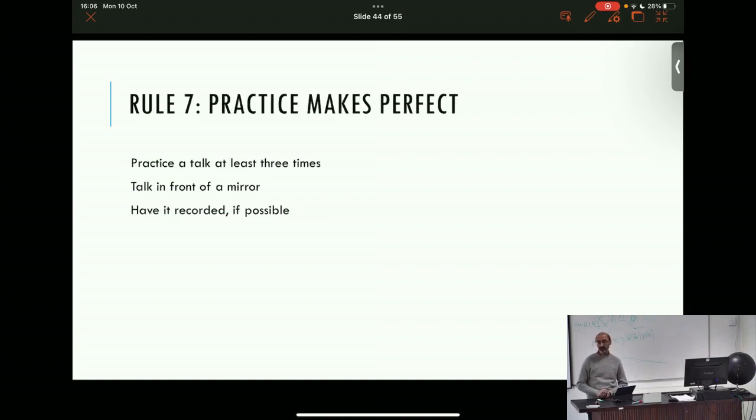Practice makes perfect. If you haven't given a talk before, practice it at least 3 times. If you've given the talk many times before, practice it 1 time. You've got to practice it. For those who haven't given a talk before, I used to say, talk in front of a mirror. These days you have mobile phones, you can record it, right? Not everybody can do that.